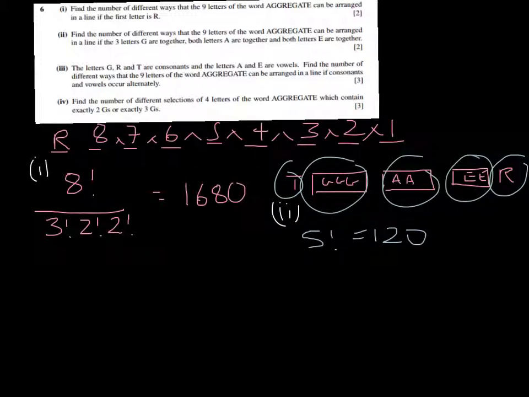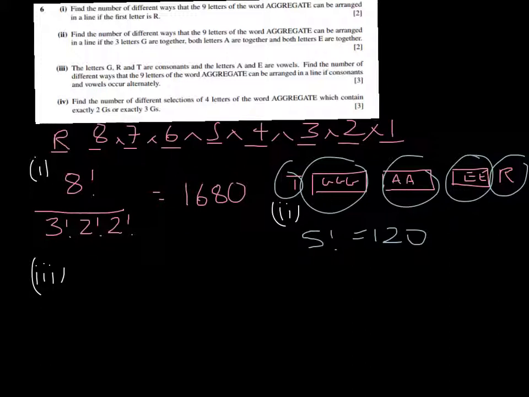See, we're moving through this pretty quickly. Part 3. The letters G, R, T are consonants, the letters A and E are vowels. Find the number of ways that you can arrange it if the consonants and vowels occur alternately. I feel like I've done this question before. Maybe it's just because we've done ones like this before as well. I'm sure there's one in an earlier past paper.